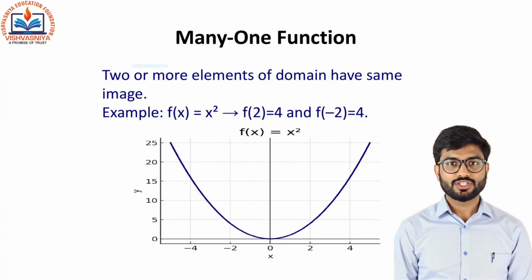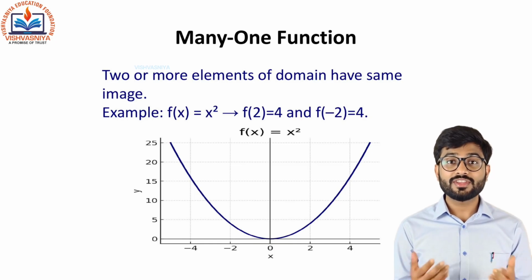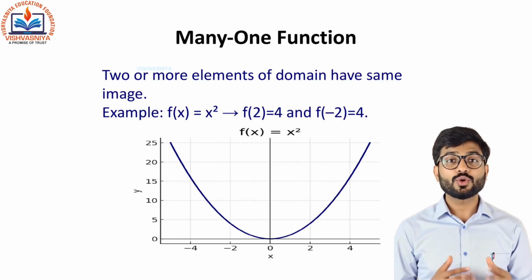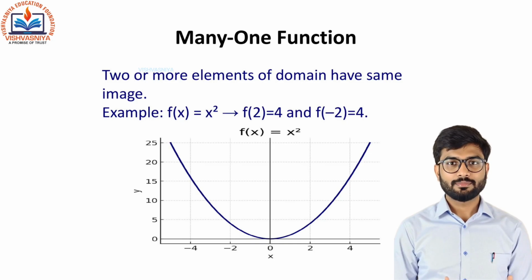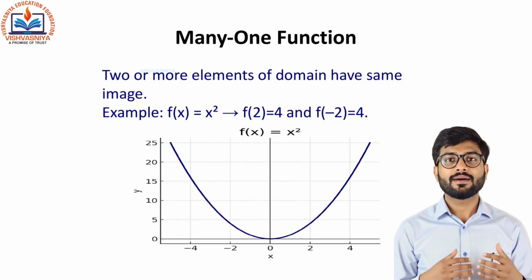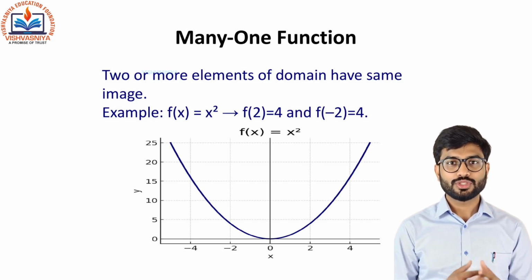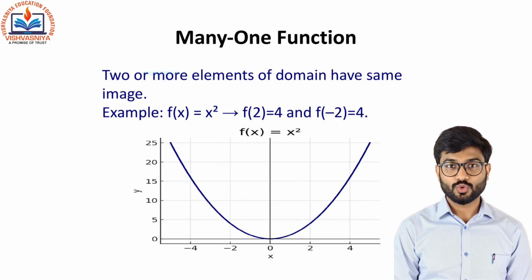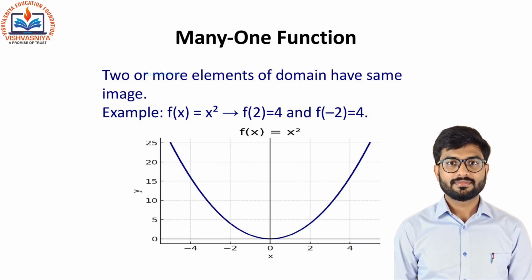A many-one function means that two or more elements of the domain have the same image in the codomain. Example, f(x) = x squared, because f(2) = 4 and f(-2) also equals 4. Hence, it is a many-one function.